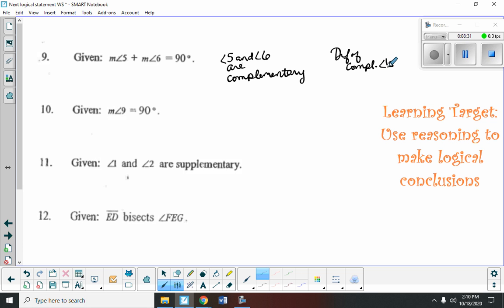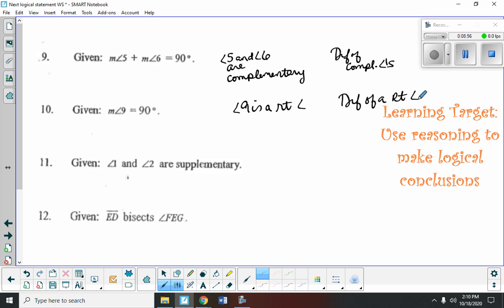All right, the next one says the measure of angle 9 equals 90. Well, if an angle equals 90, what do you know about it? It is a right angle. That's the definition of a right angle. So angle 9 is a right angle. Why do you know that? Definition of a right angle.